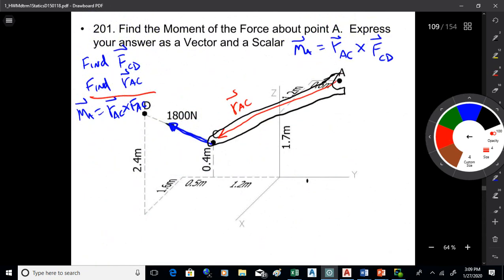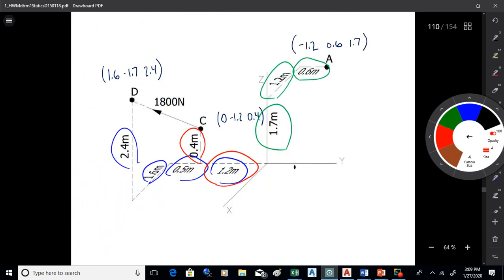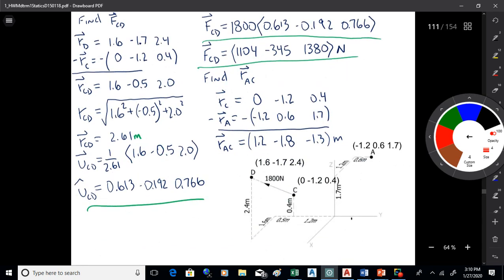All right, so 211 works off of 201. Again, what we did there was we got the coordinates of the points. Then we found F_CD. We wanted from C to D, so we took R_D minus R_C. We took the square root of the sum of the squares and got the length, which is 2.61 meters. We divided that out and got a unit vector. We then multiplied that by the magnitude of the force, which is 1800, and got a force vector.